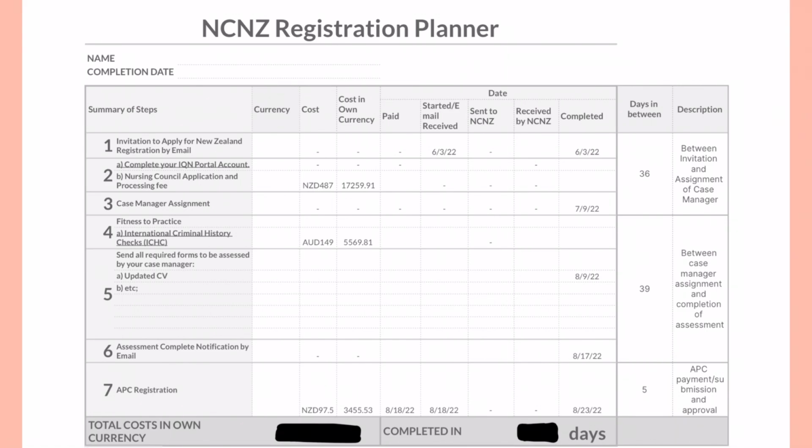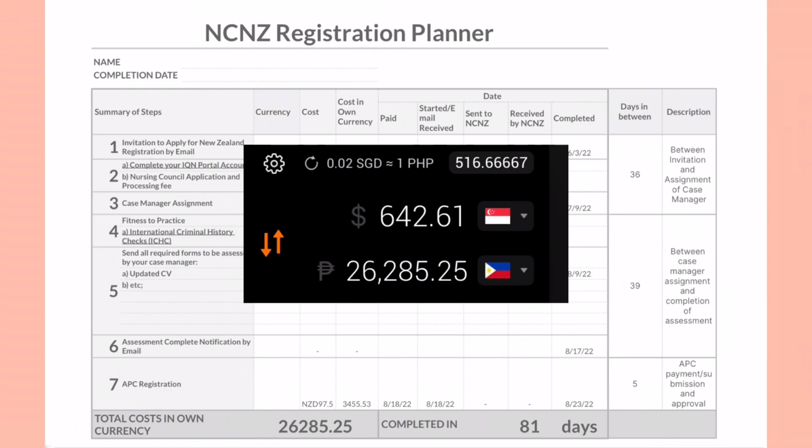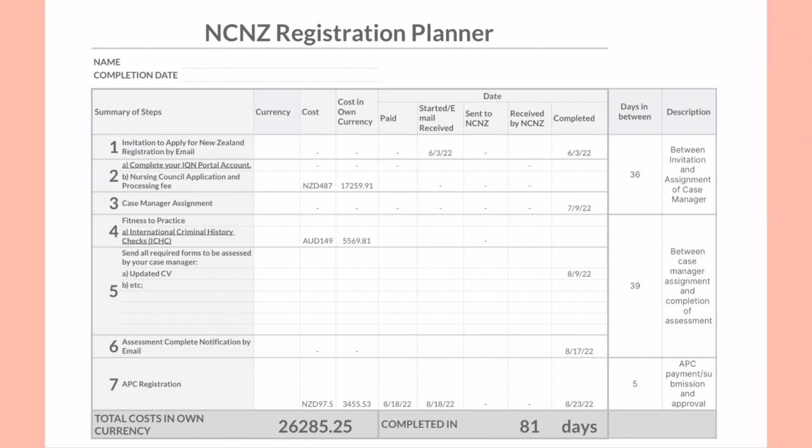And so how much did this part of the process cost me and how many days? It costs around 26,285.25 pesos or 642.61 Singapore dollars. And I completed this process in 81 days. So that's it for step 2, guys, of the process.